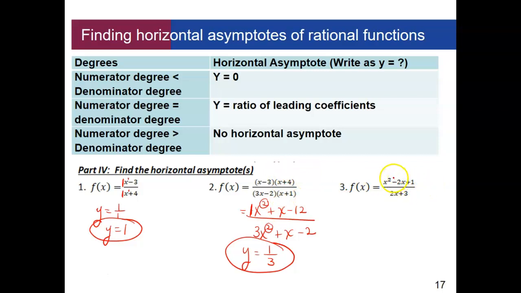Over here, the degree of the numerator is 2 and the degree of the denominator is 1. If the numerator degree is larger than the denominator, we're going to have no horizontal asymptote.